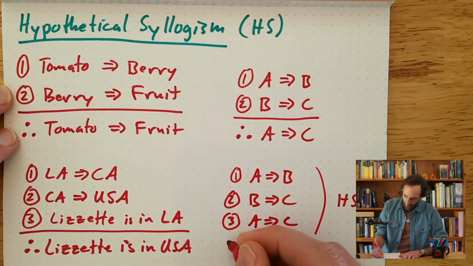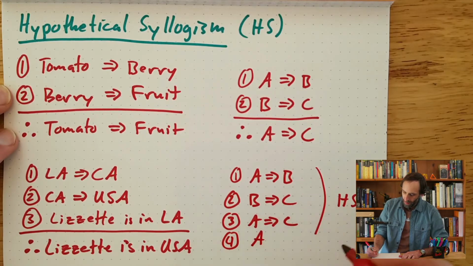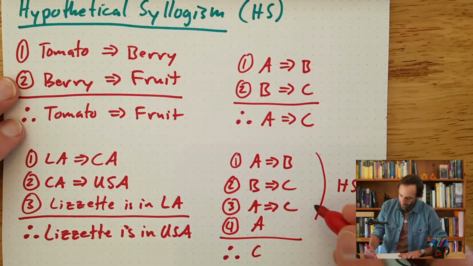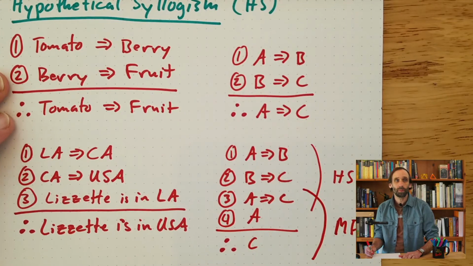But now let's add another step. Step 4 is that A is true. And then we can conclude that C is also true. So we can recognize these steps here as corresponding with the modus ponens structure.